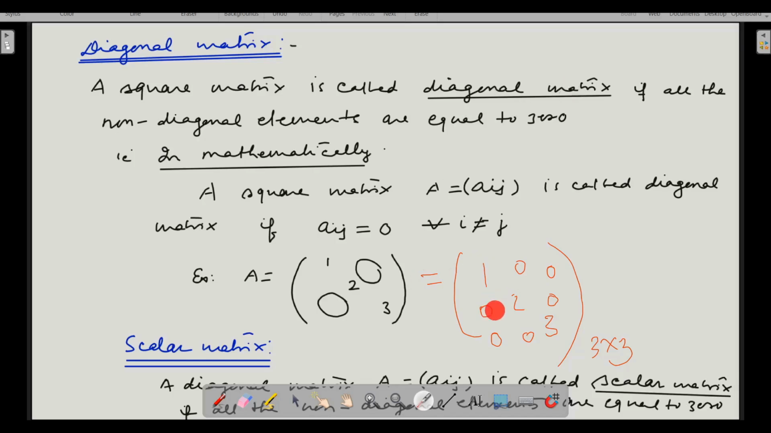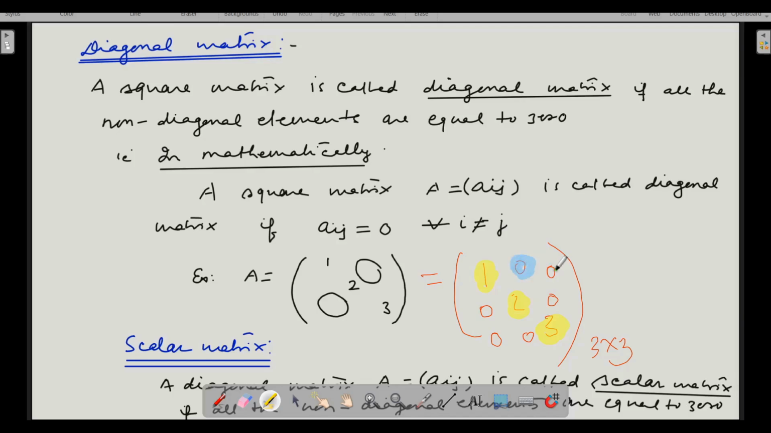Okay, so a square matrix like this will be called a diagonal matrix if all the non-diagonal elements are equal to 0. So what are the non-diagonal elements? These are the diagonal elements, these, and these. Now what are non-diagonal elements?